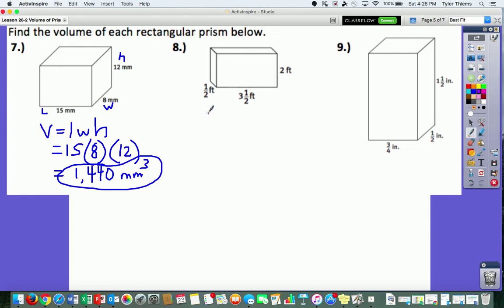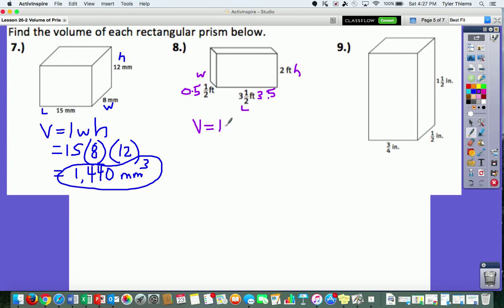For number 8, we have fractions here again, so we need to make sure we convert these into decimals. So a half, that's just 0.5. 3.5 here is 3.5. And then we use 2. So when we're labeling these again, this would be the length, this would be the width, and this would be the height.